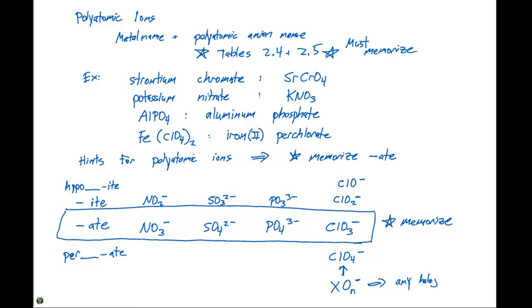So this table right here can give you a little bit of a hint to see how well you can name each of these polyatomic anions. And again, it's going to take a little bit of memorization, but if you memorize all the -ates, this table then can help simplify a lot of things.